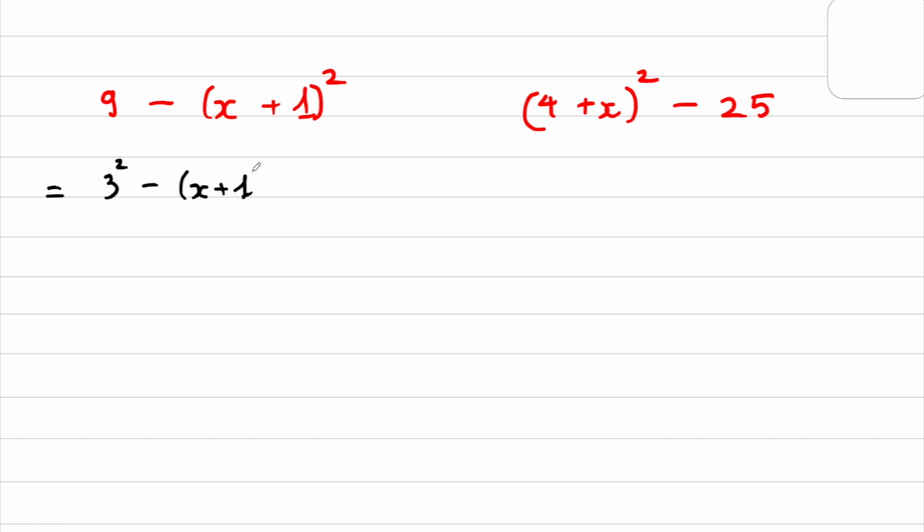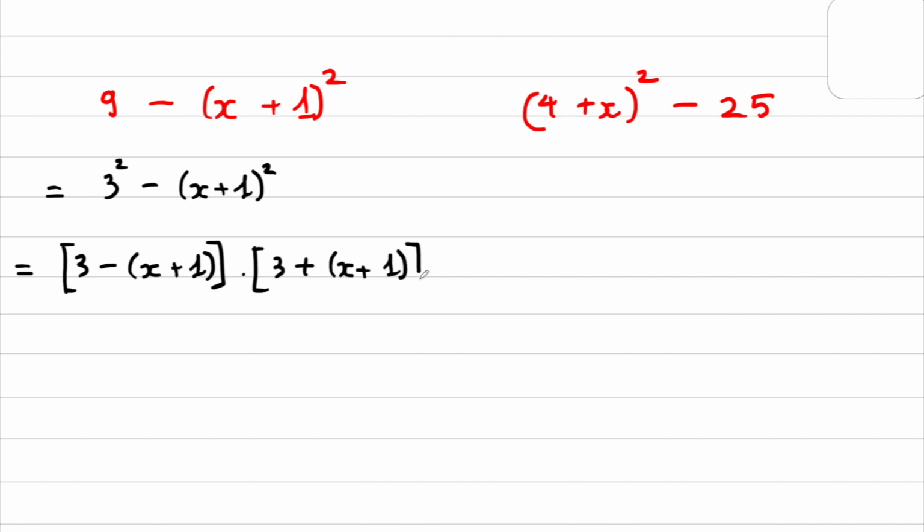minus h plus 1 and square outside. The first bracket will be 3 minus h plus 1. This bracket will be inside the square bracket. The second one will be 3 plus h plus 1 here and another square bracket. And now expand the first bracket.